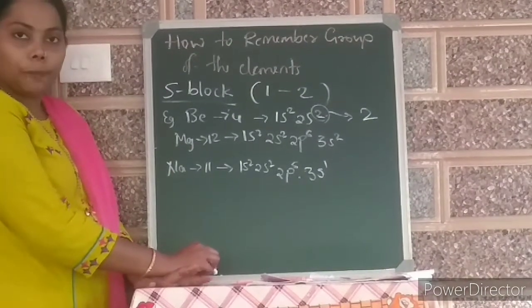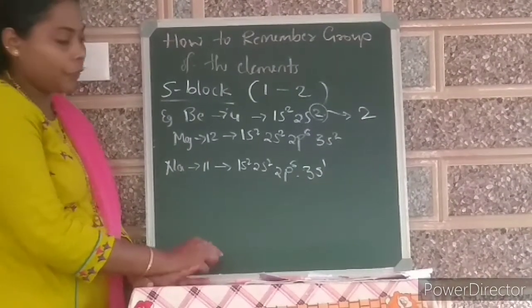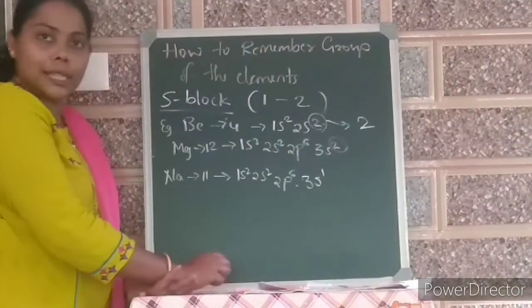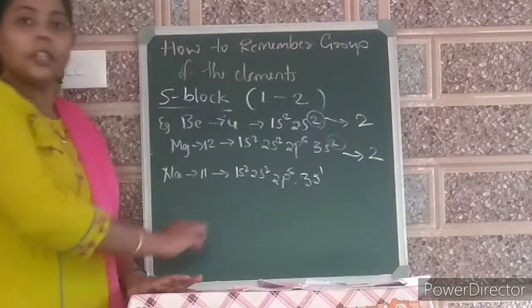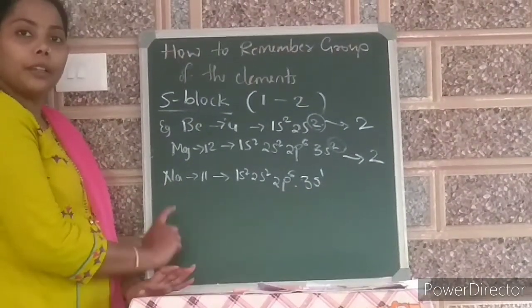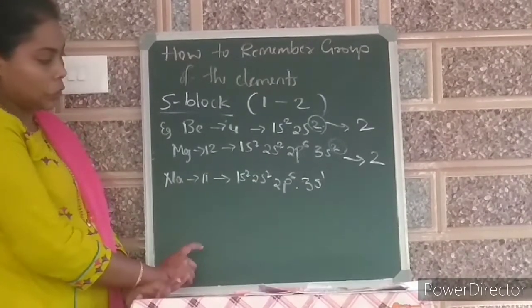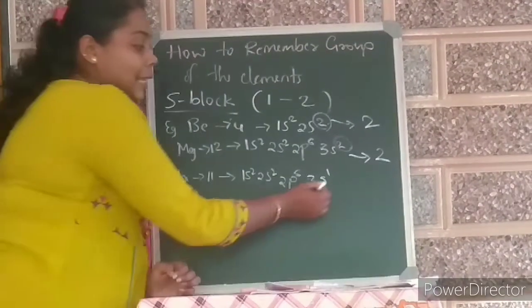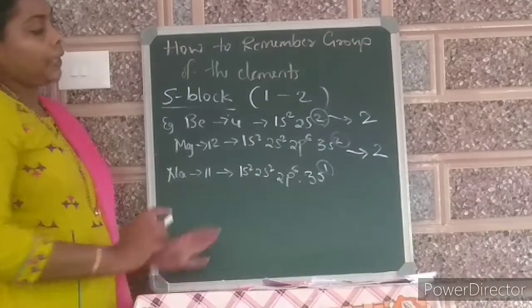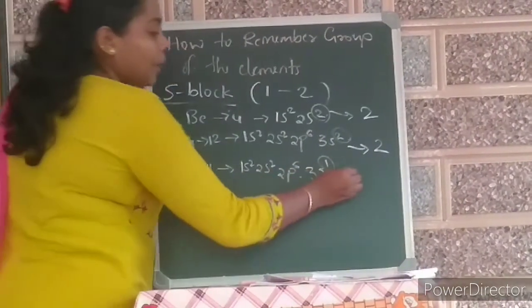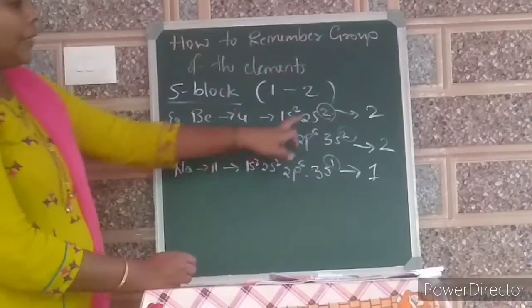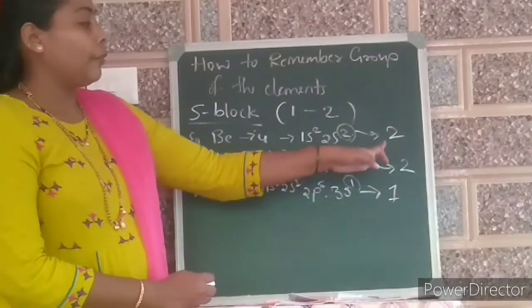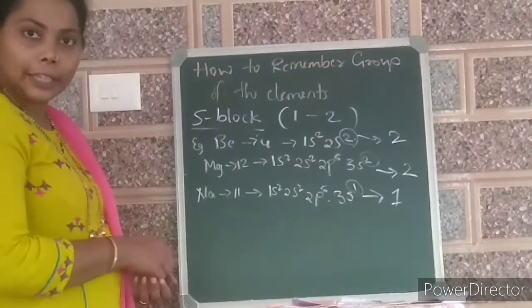Next example is magnesium. Its atomic number is 12. Therefore, the electronic configuration is 1s2, 2s2, 2p6 and 3s2. Here, in the S block again 2 electrons are there. So, it also comes under the second group. Next one is sodium. Its atomic number is 11. Therefore, the electronic configuration is 1s2, 2s2, 2p6, 3s1. In this S orbital, there is only one electron. So, it comes under the first group. Just by looking at the number of electrons present in the S orbital, we can tell whether it comes under the first or second group.